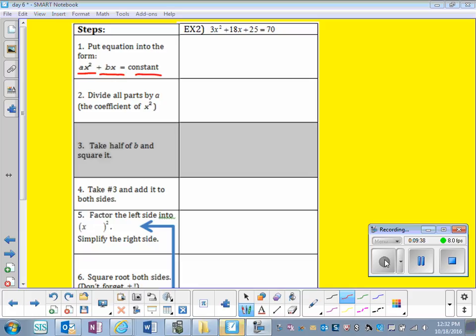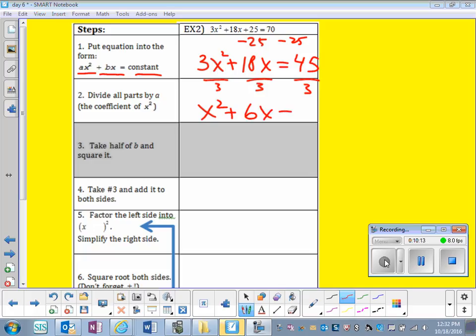What do I need to do? Subtract 25. I have 3x squared plus 18x equals, what is it, 45. Step number 2, divide all parts by a, the coefficient of x squared. What is my coefficient? 3. So I divide everything by 3. X squared plus 18x divided by 3 is what? 6x equals 15.